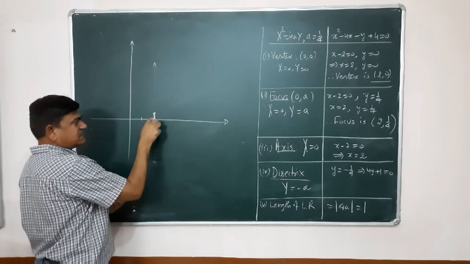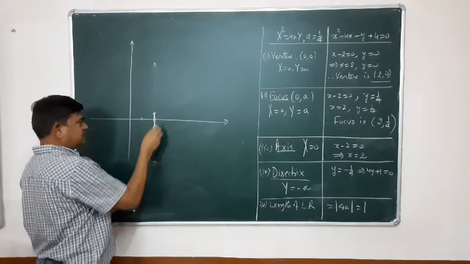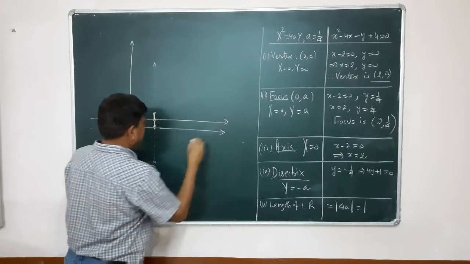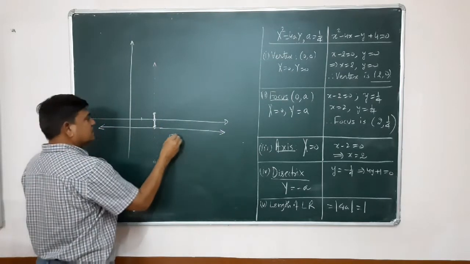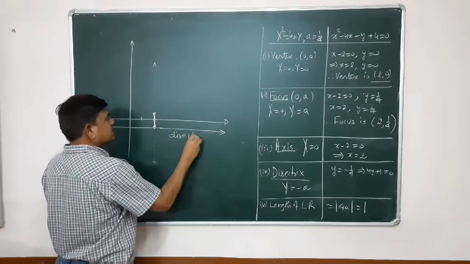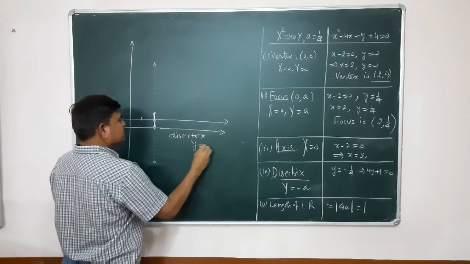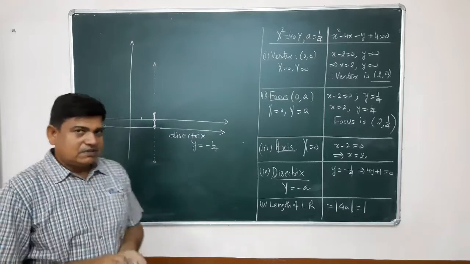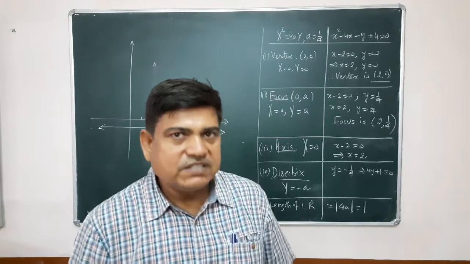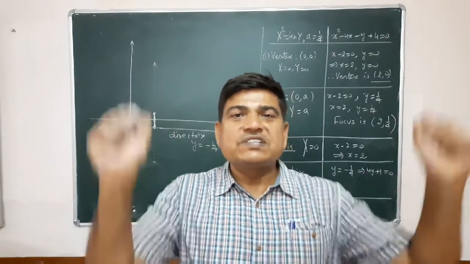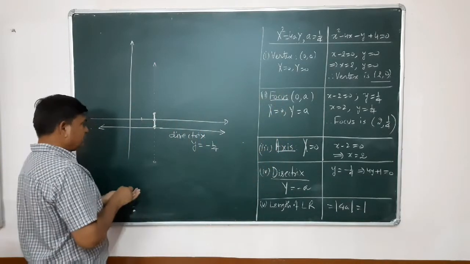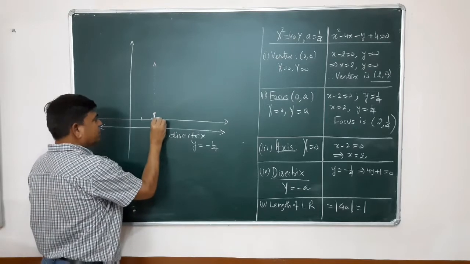Okay. This is the vertex. Remember, vertex, here it is focus. This is the directrix, y equals minus 1 by 4. Parabola always opens towards the focus. Here is the focus. Towards means it will open like this.